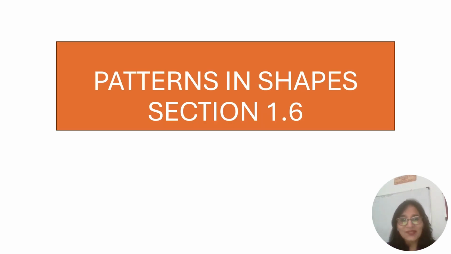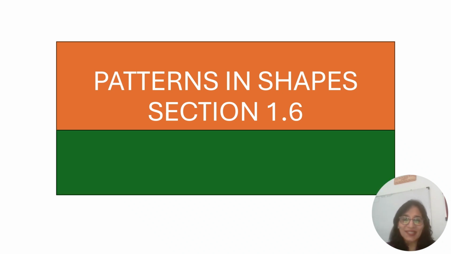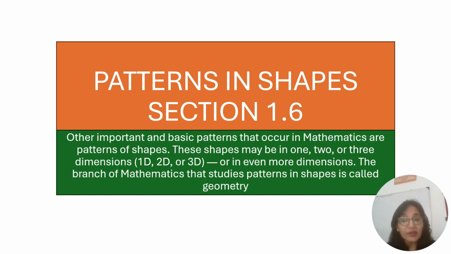Now this video is on patterns and shapes from section 1.6 from your textbook. Other important and basic patterns that occur in mathematics are shapes. Now these shapes may be 1, 2 or 3 dimensions. That is called 1D, 2D or 3D, or even more dimensions.